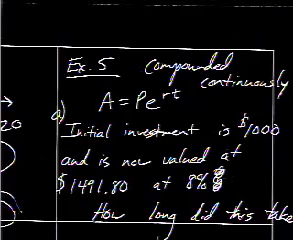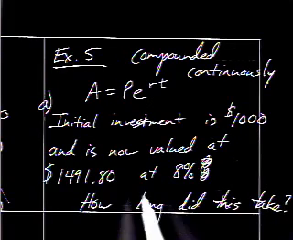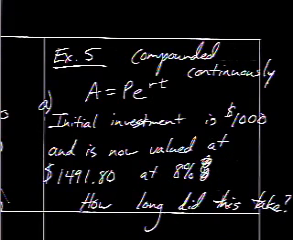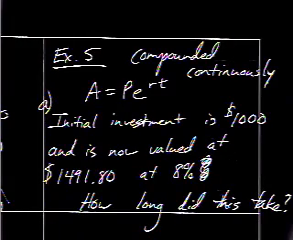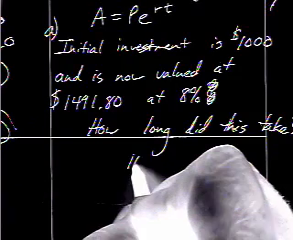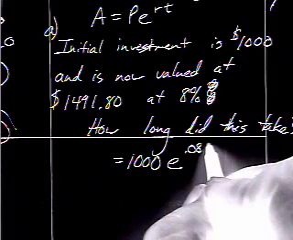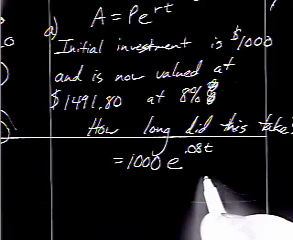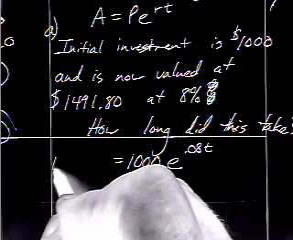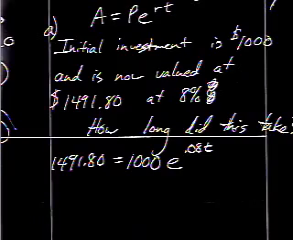Now, a couple of these compounded continuously questions. That would be the Pert formula. It says the initial investment is $1,000 and is now valued at $1,491.80. And it did this with an 8% interest rate. The question is, how long did it take to do that? So, we started with 1,000. We know that the interest rate is 0.08. We do not know the time, but we do know that it's $1,491.80 right now.